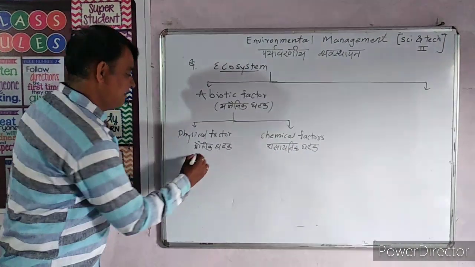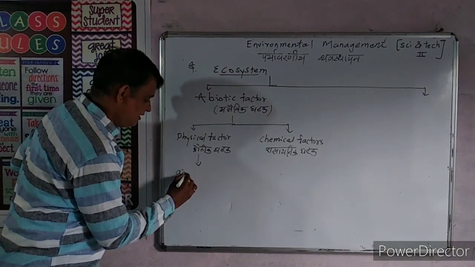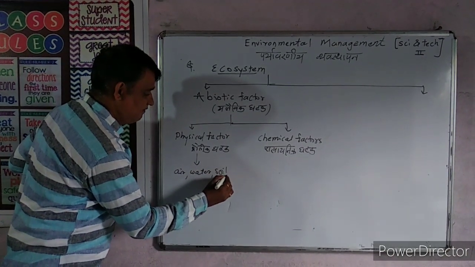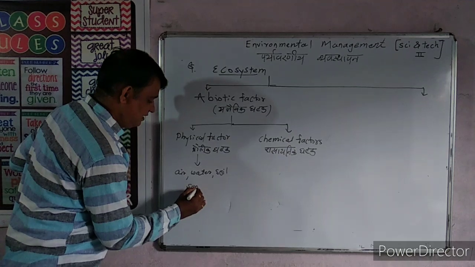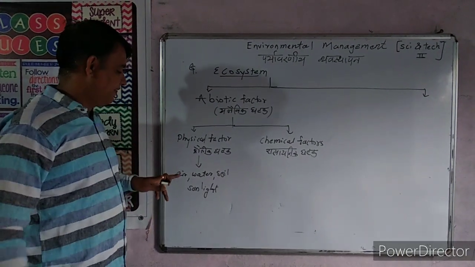Physical factors are, as we saw in the diagram before, air, water, soil, sunlight. These are the examples of physical factors.